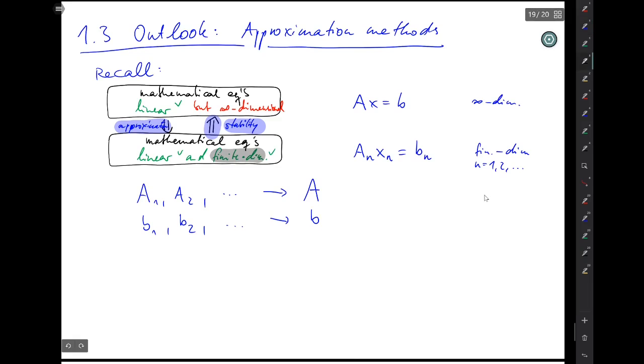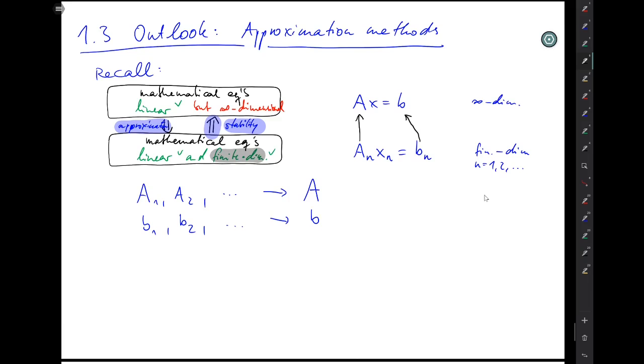And like we just said, we choose these operators A_n, we could call them matrices, finite matrices, so that they approximate my, let's say, infinite matrix A. We choose the right hand sides b_n, which are finite vectors, so that they approximate the, let's say, infinite vector b.